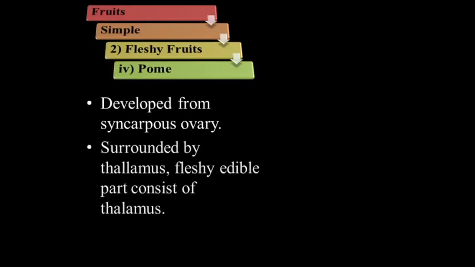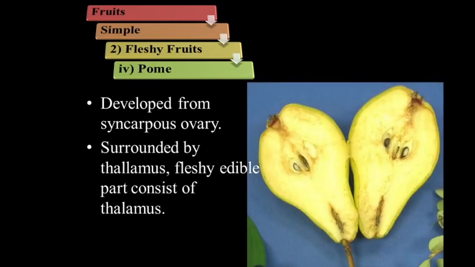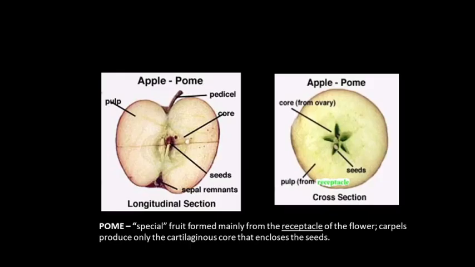The next category of the fleshy fruit is the pome. The pome always develops from the syncarpous ovary. It is surrounded by a thalamus, which is fleshy, and the edible part consists of the thalamus. In this diagram, this is the picture of a pear. The ovary is here, and these are the seeds. The ovary is syncarpous, and this is the swollen thalamus, which is edible. This falls under the category of false fruits also.